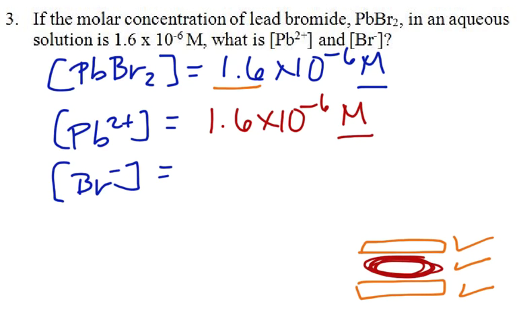But when I get to the Br minus, since there are 2 of those, I'll have 3.2 times 10 to the minus 6 molar. Very easy kind of a problem. But a useful idea, we're going to need that as we set up our Ksp expressions.